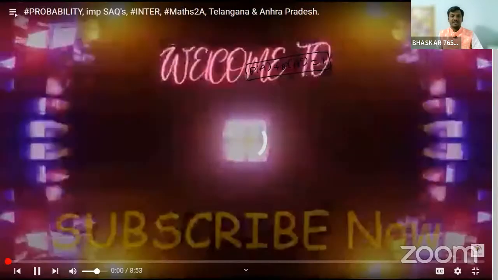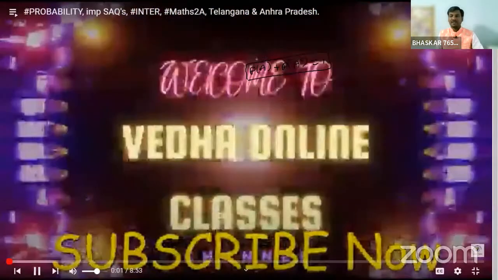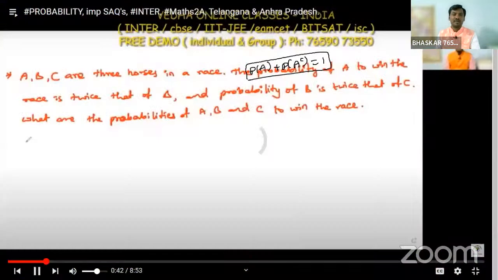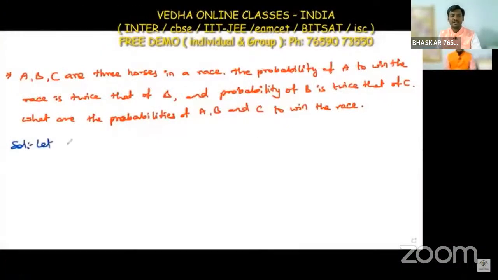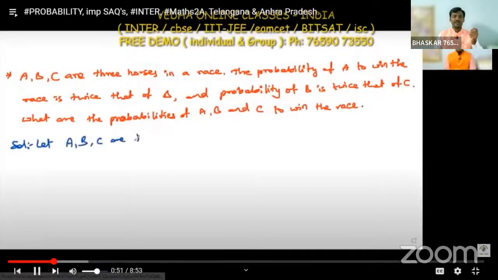Okay, this is from probability. This question is also from probability. Here I am taking an important question, one of the most important questions.